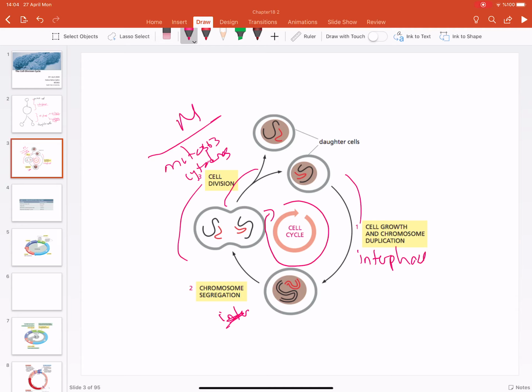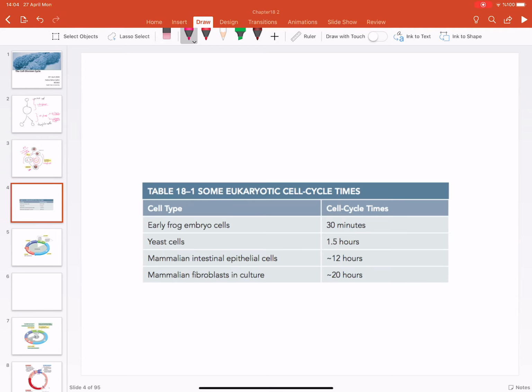This cell cycle can take really different times from cell to cell. For example, if you check the egg embryo right after its fertilization, they are dividing every 30 minutes. It's quite fast. And if you think about yeast cells, it's 1.5 hours. The cells in your intestine, which are rapidly reproducing, take half a day. The fibroblast cells in cell culture take approximately a day. And other cells in your body can take 3 days, 1 month, 1 year, or more than that. So the cell cycle can change a lot from cell to cell.